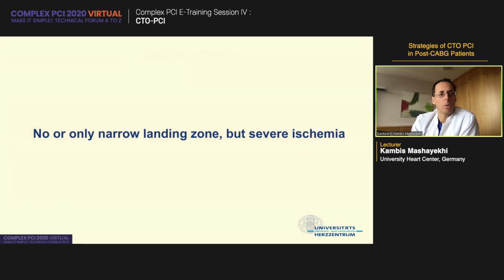So now a case with no or narrow landing zone, but severe ischemia.